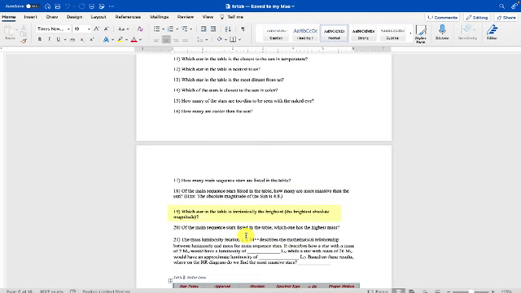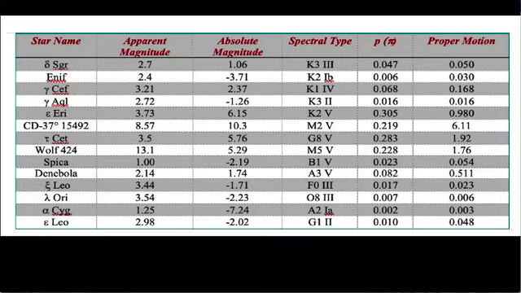Next, we're asked, which star is intrinsically the brightest? Intrinsically is the key word here. This means how bright the star actually is, referring to absolute magnitude, rather than how bright it appears, or its apparent magnitude. We therefore look for the smallest number for the brightest star. Alpha Sig is our answer, with a magnitude of minus 7.24.